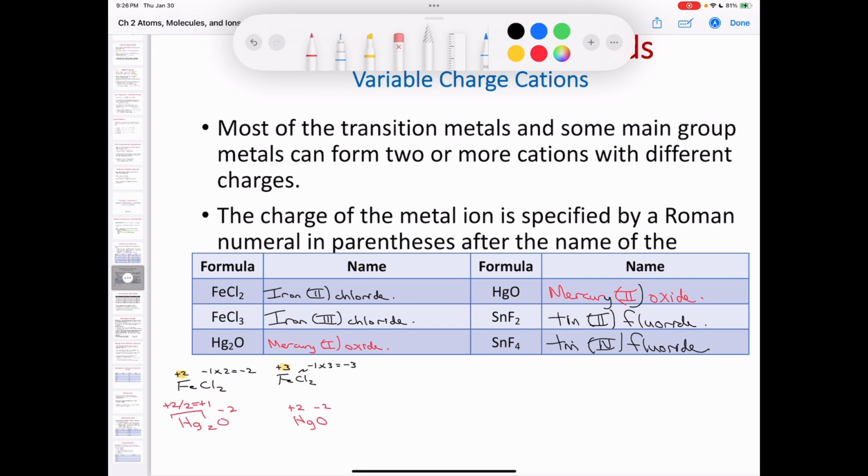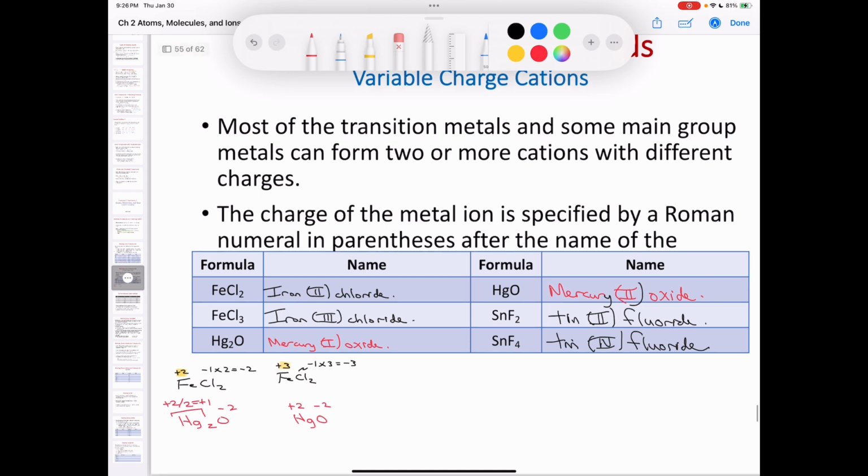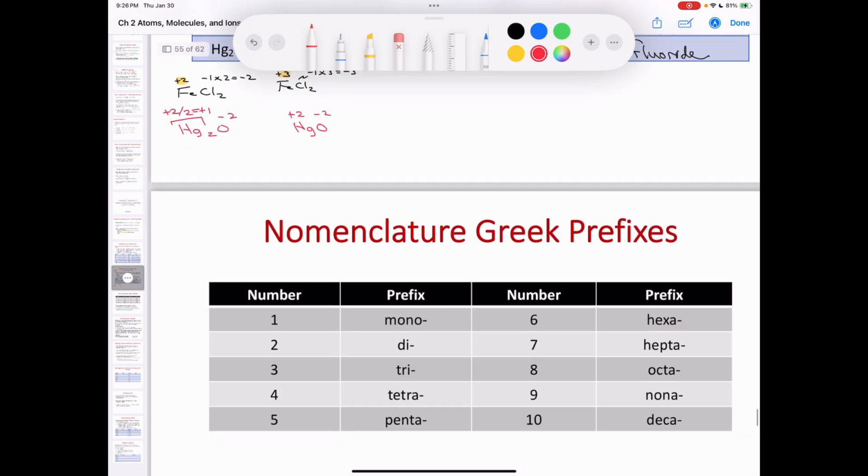Now remember, there were 3 exceptions of transition metals that don't have variable charges, just to review. We went over these quickly. There were 3 of them that have this arrangement here. So don't forget that they are zinc and cadmium, and then we have silver over here. Silver is always +1, and these two are always +2. So just remember that moving forward.